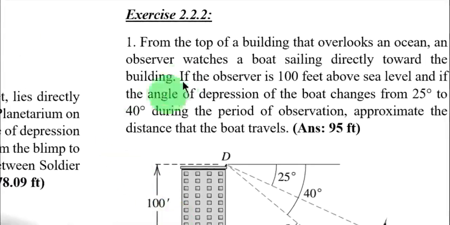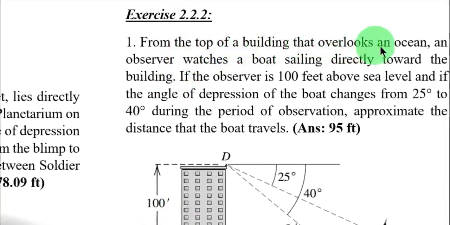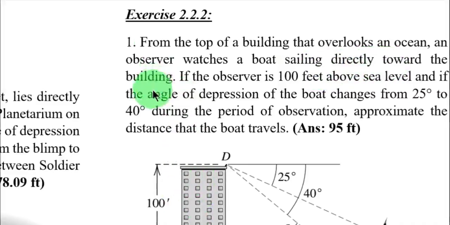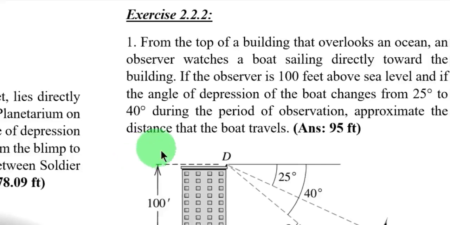So we have an exercise. From the top of a building that overlooks an ocean, an observer watches a boat sailing directly toward the building. Again, if the figure is not given, you are required to draw the given structure or object or people.